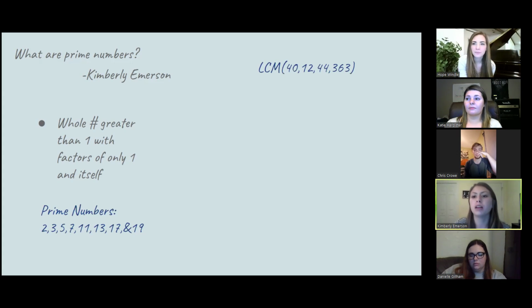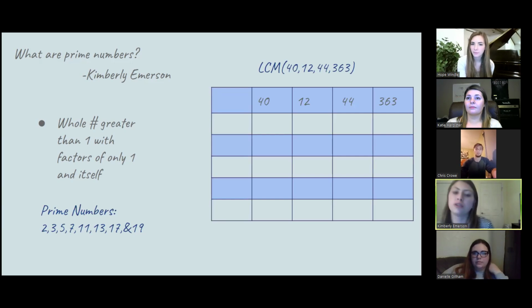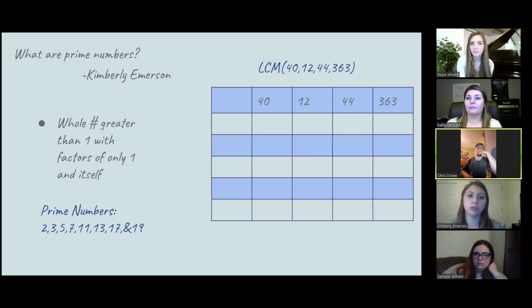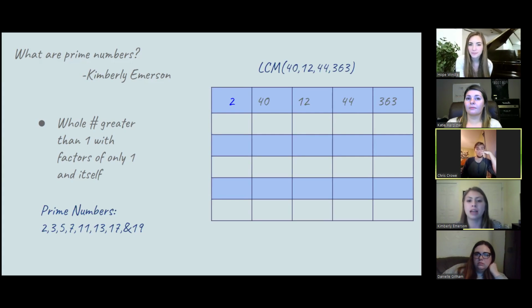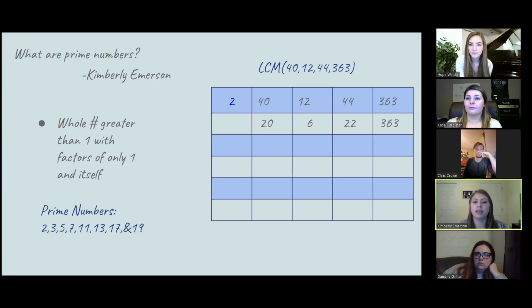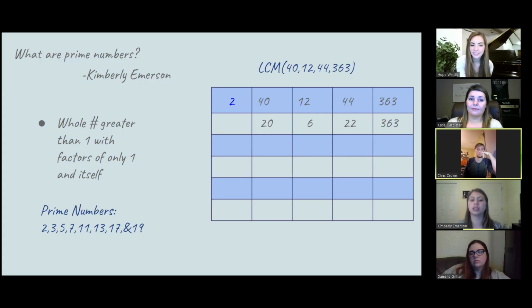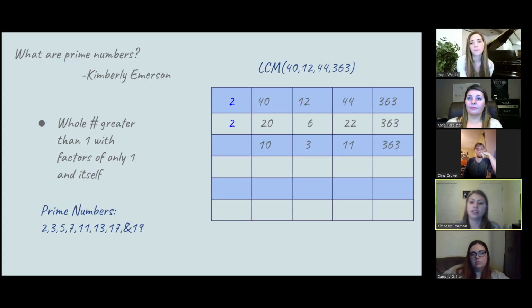So you were talking about least common multiple. So we're going to use our LCM to fill out this chart to find our prime numbers, to find the least common multiple between these numbers 40, 12, 44, and 336. So as you can see, 40 can be divided by 2. So we can divide those and get 20, 6, 22, and 336 will stay the same. We can divide that by 2 again. Get 10, 3, 11, and 336 still cannot be divided.